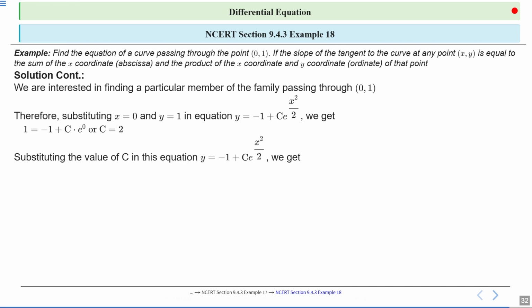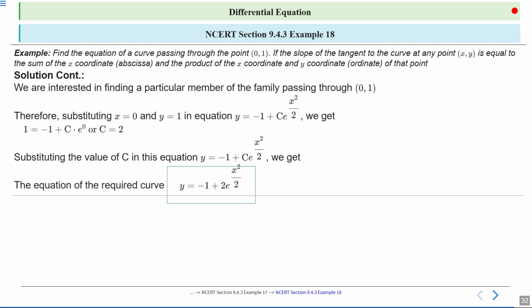So now we have value of that arbitrary constant. So we just substitute this value into the general solution. That is y is equal to minus 1 plus c into e the power x square by 2. So we get the required equation of the curve, that is y is equal to minus 1 plus 2 into e the power x square by 2. So that is your equation of a curve which passing through the point 0, 1 and also satisfy the given differential equation, that is dy by dx is equal to x plus x into y.